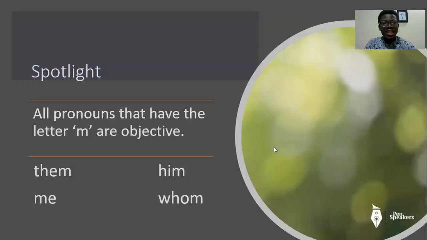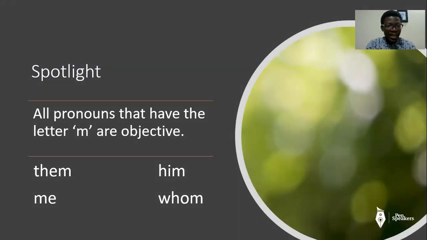But before I move on to the next trick, I'd like to spotlight something. So all the pronouns that have the letter M in them are actually objective pronouns. Now that is my discovery. Nobody taught me that anywhere, and I'm giving it to you right here on the platter. I think I should even patent that idea.